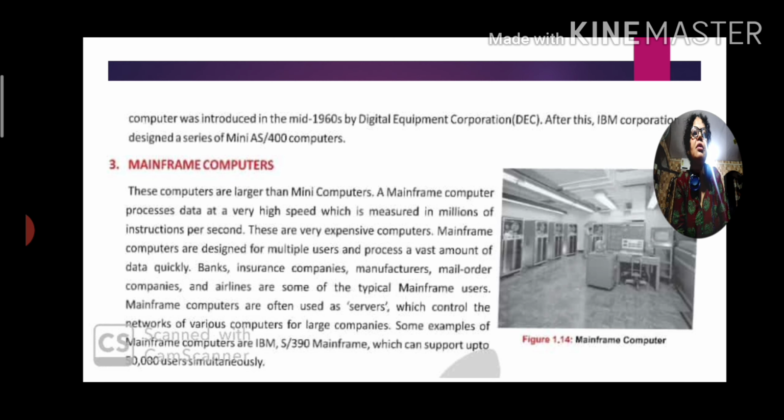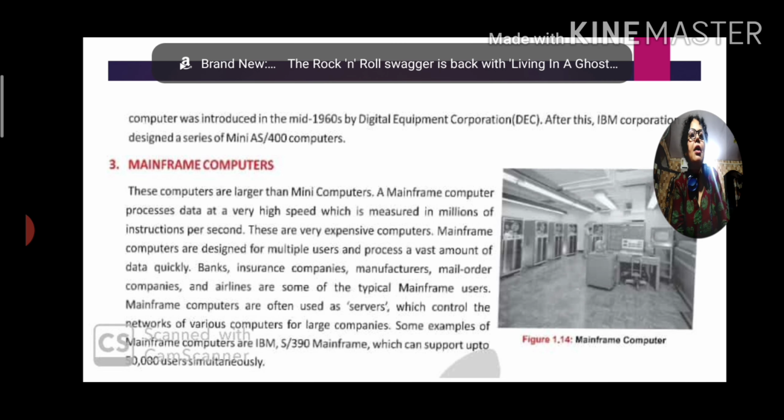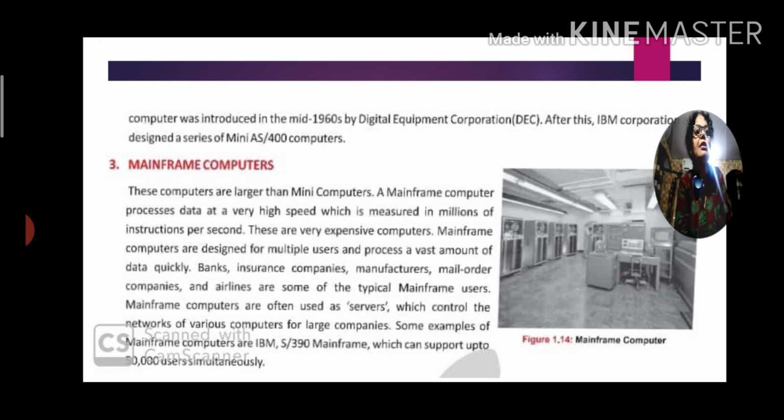They are used in banks, insurance companies, manufacturers, malls, airlines, etc. Mainframe computers are often used as servers which control the networks of various computers for large companies. An example of a mainframe computer is the IBM S/390 mainframe, which can support up to 10,000 users simultaneously.